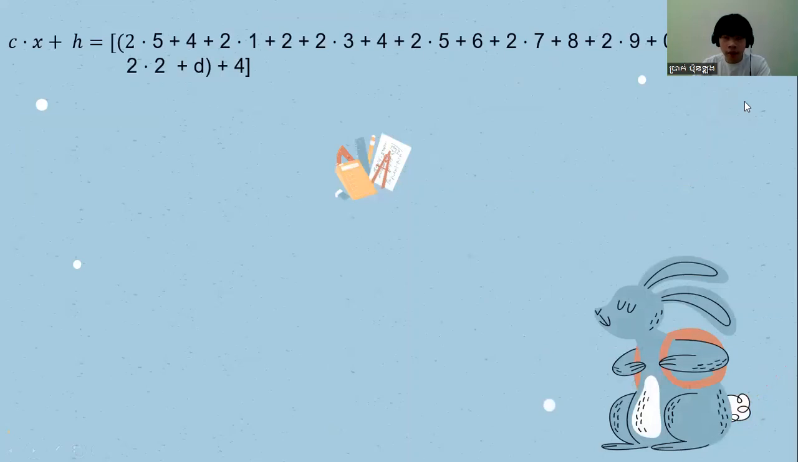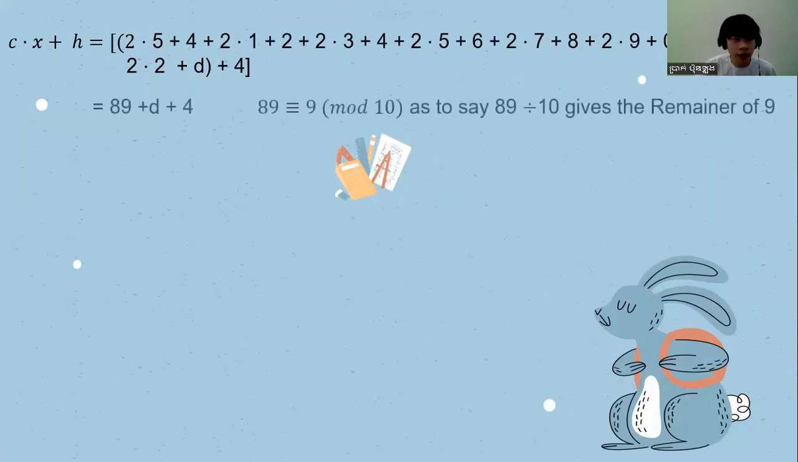Up next, we have C multiply X plus H. We have the math here. We take 2 from the matrix of C, and then multiply X, which is the first 15 digits of the card number, and H is the number of digits that have a value greater than 4.